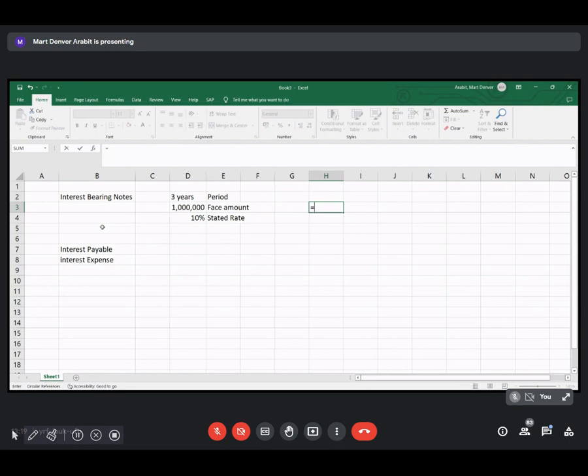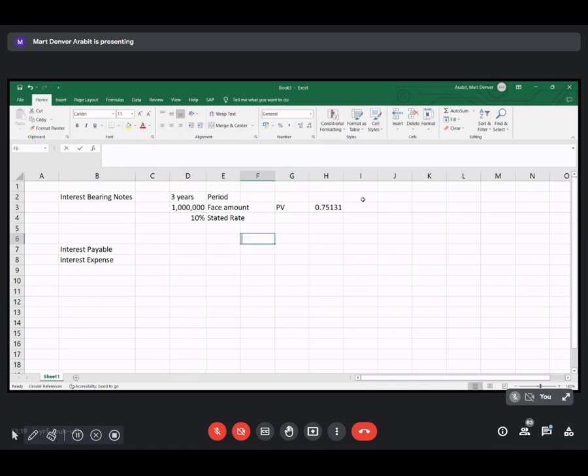1 plus, 1 raised to negative 3. I think I'm correct now, right? Am I correct, Miss Campusano? Yes po. Okay, so I'm correct. So this is the present value of the note for 3 years.